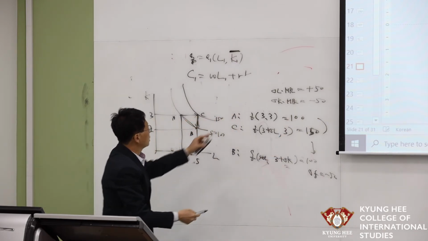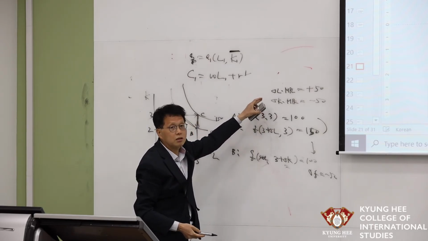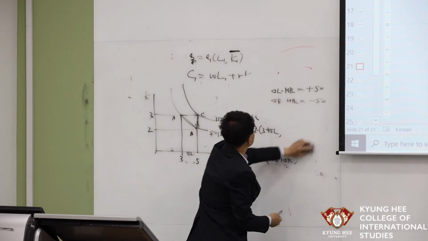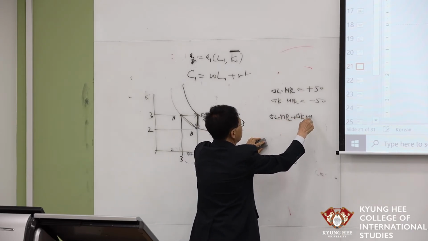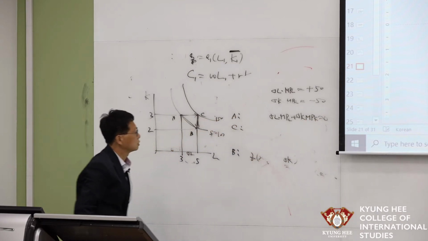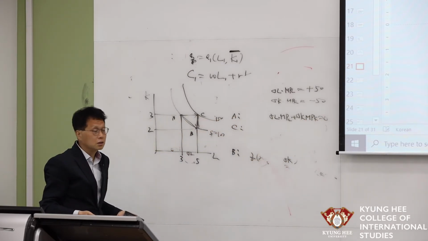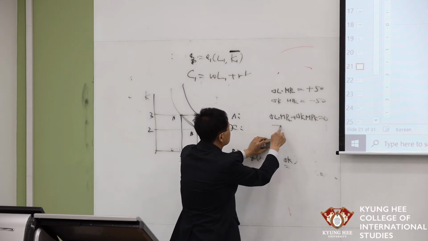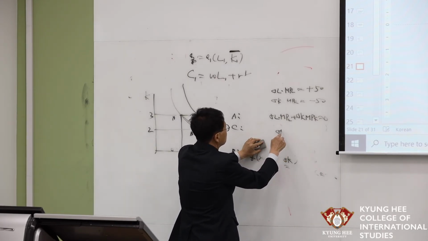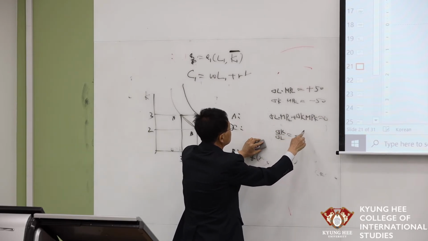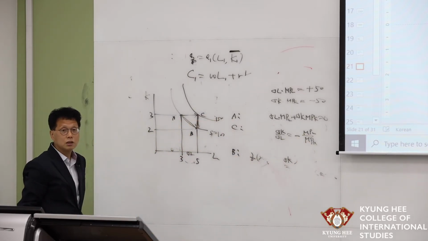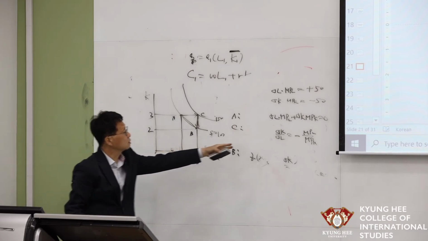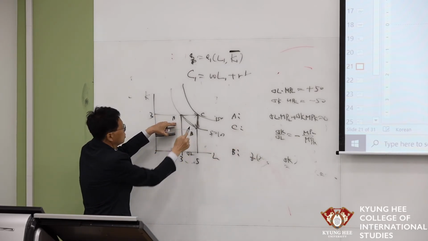Right? That is A to C, and C to B. So A to B means change in L times MPL plus change in K times MPK is equal to 0. Mathematically, this one. Right? From here, we can calculate change in K over change in L is equal to minus MPL over MPK, isn't it? Right? What is this? That is the changing rate when we're moving A to B.